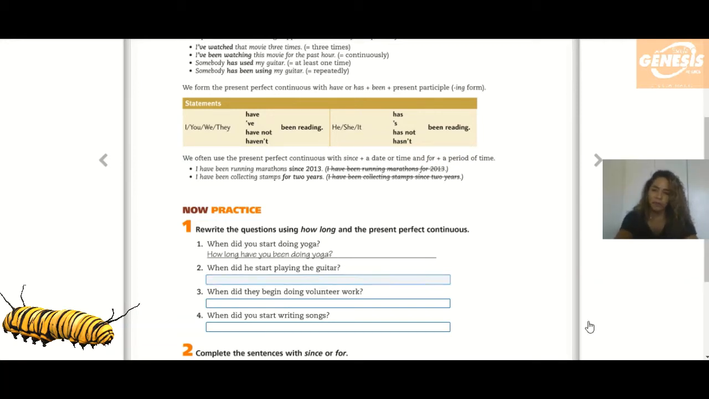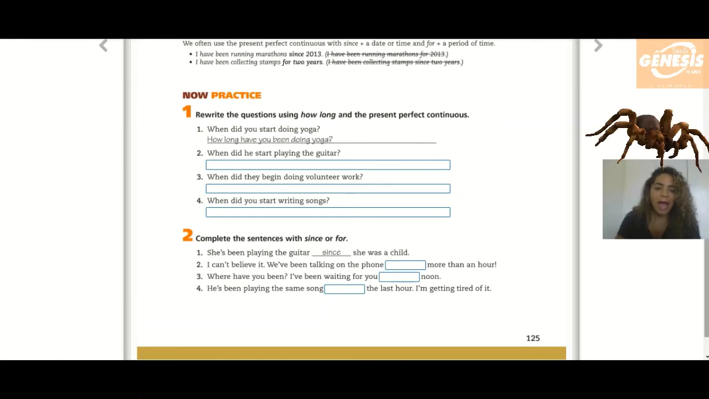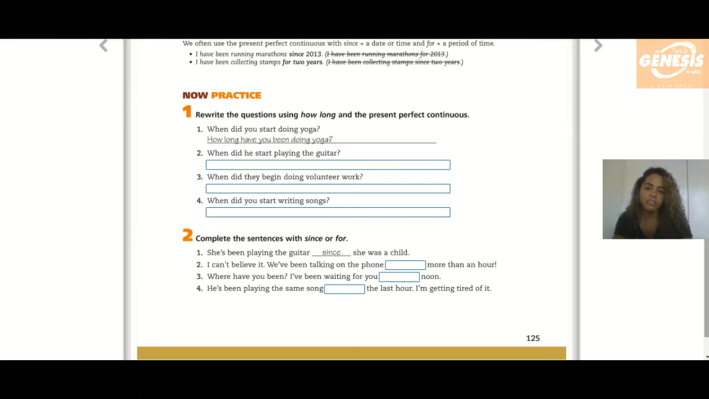Here in the bottom, I have a practice and you can answer. So check. Rewrite the question using how long and the present perfect continuous. When did you start doing yoga? How long have you been doing yoga? So you are going to take the sentence, right? And you are going to transform this to the present perfect continuous. When did he start playing the guitar? When did they begin doing volunteer work? When did they start writing songs?